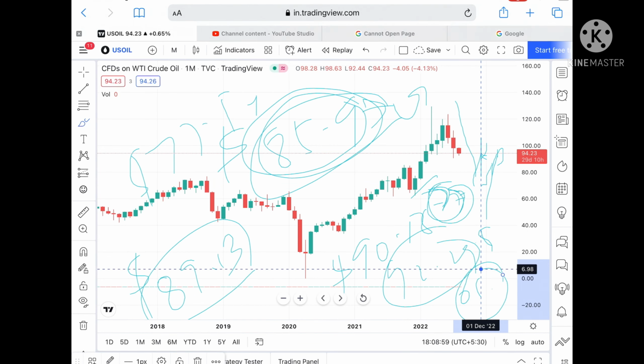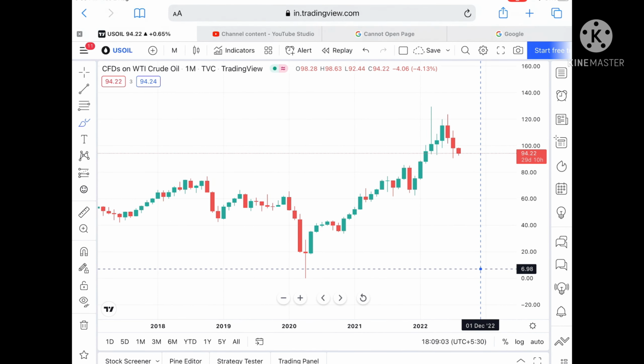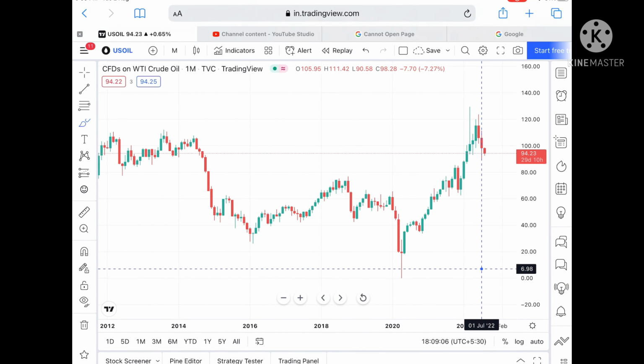And if the price moves further down, any doubt regarding this you can mail me. But you have to understand something: if you are trading this, most of the people lose money trading. You have to understand what I teach in my workshop.